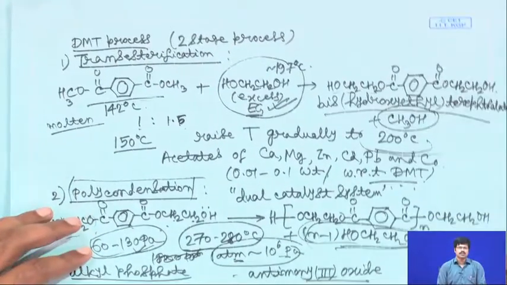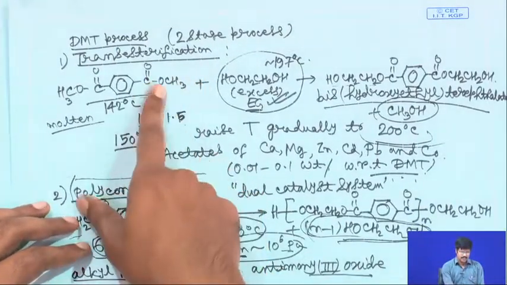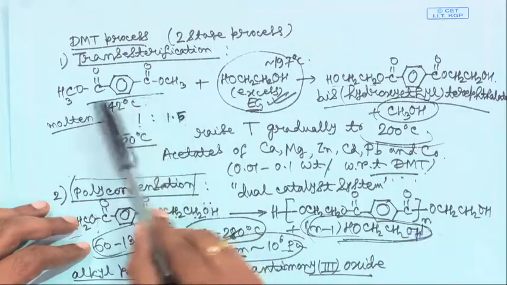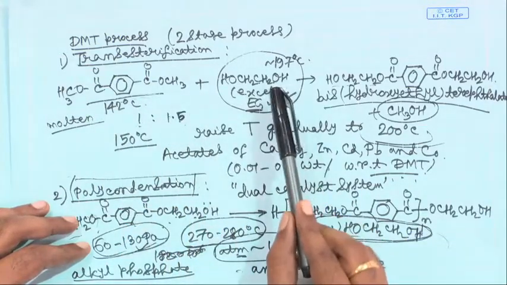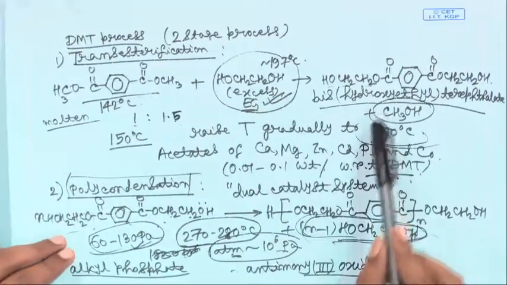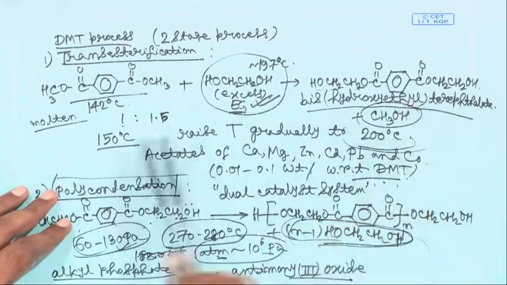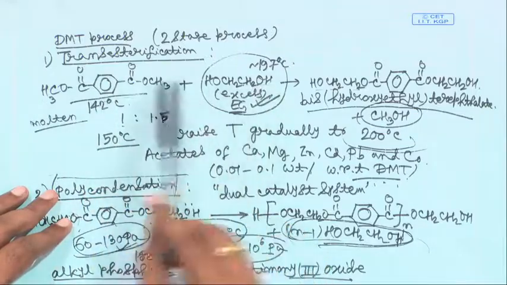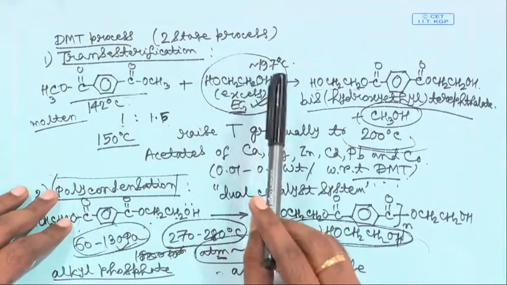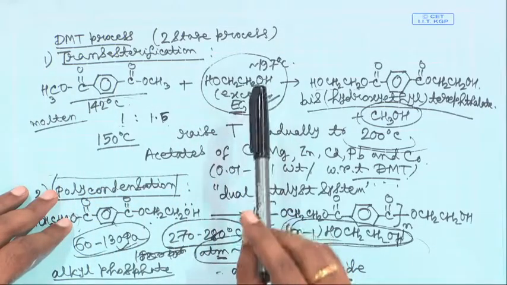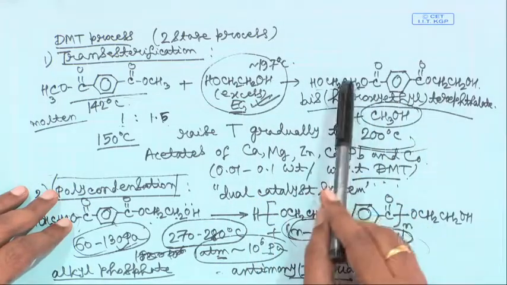So, basically it is a two-stage process. The first stage is transesterification of dimethyl terephthalate with excess of ethylene glycol, and typically what you get is BHET, bis hydroxyethyl terephthalate. If you are using 1:2 in this ratio, 1 DMT and 2 EG, ethylene glycol, then what you will get is exclusively this product.